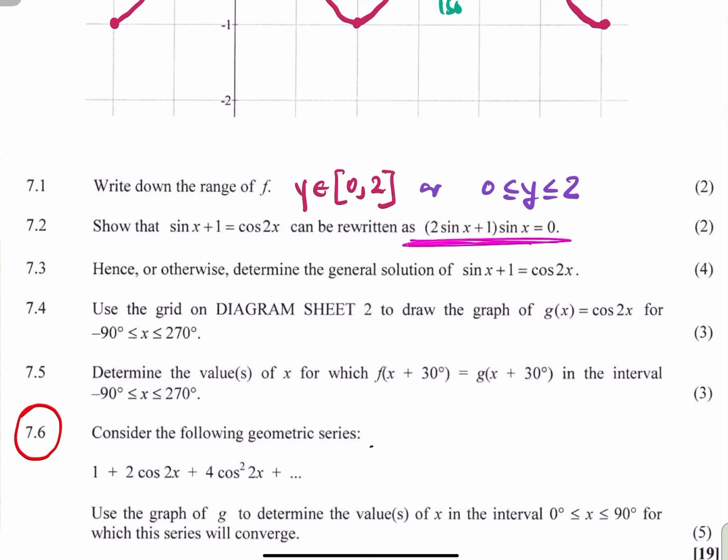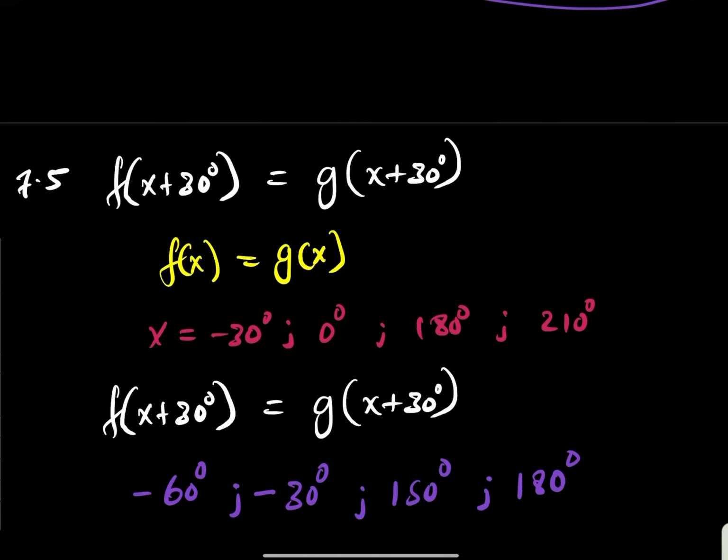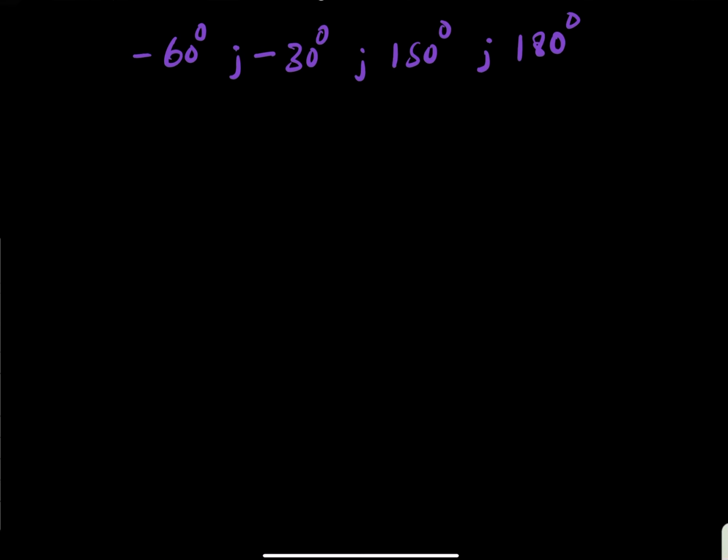Consider, it's a geometric series, so they are taking us back to paper one basically. 1 plus 2 cos 2x plus 4 cos squared 2x. They are saying use the graph of G to determine the values of x in the interval 0 to 90 degrees for which this series will converge. Okay, so let me have 7.6 here. You are given 1 plus 2 cos of 2x plus 4 cos squared of 2x.